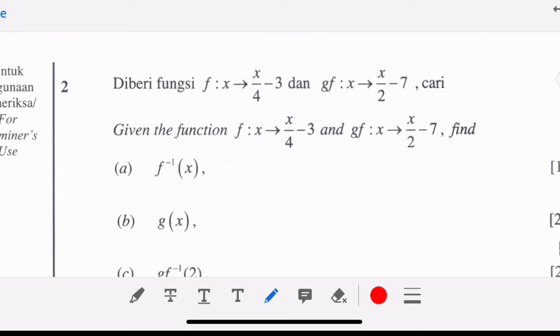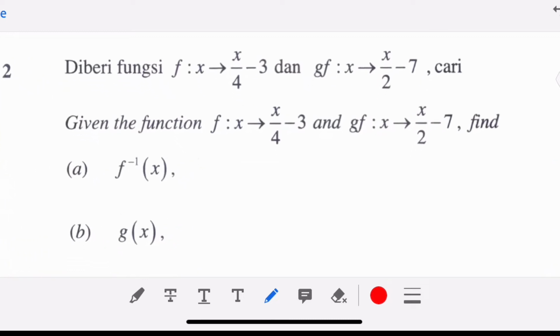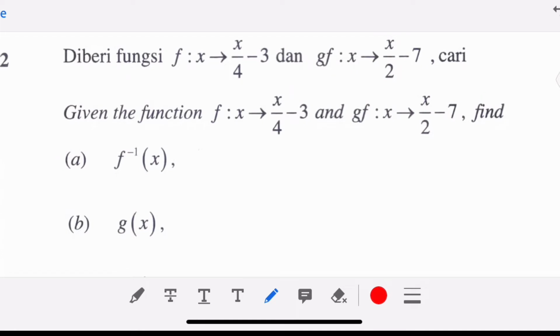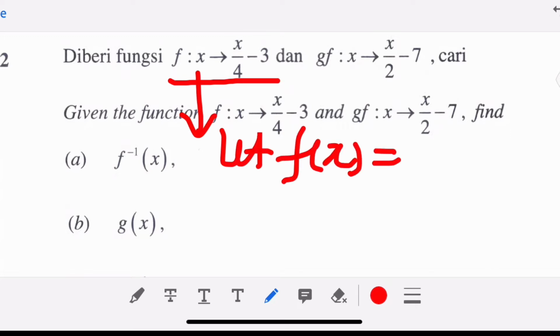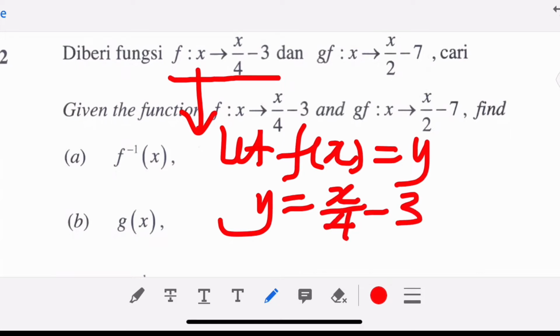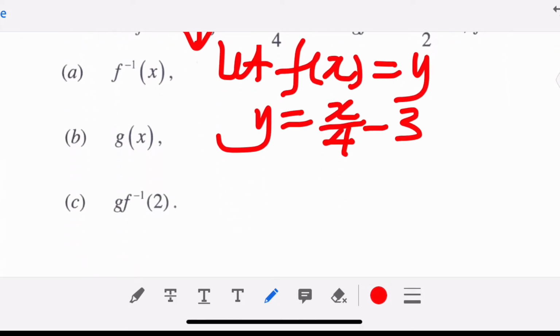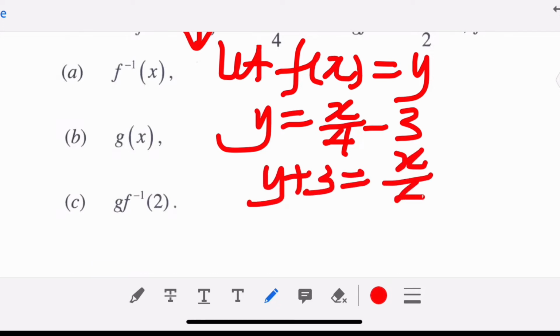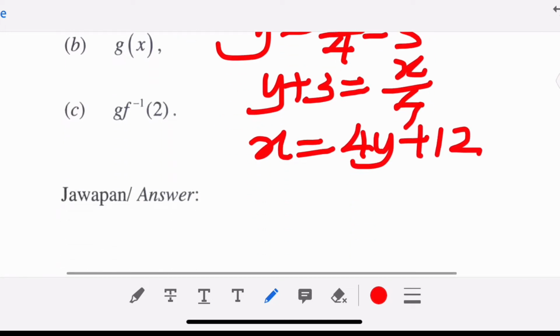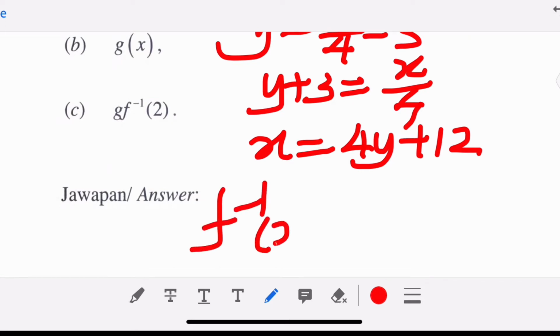Question number 2 is about functions. We're given the function f(x), and we want to find the inverse. Normally we let f(x) equal to y, then we say y equals x over 4 minus 3. Then we will try to get x. That means y plus 3 equals x over 4, so x is 4y plus 12. Once we got x, that means we are getting the inverse of the function.